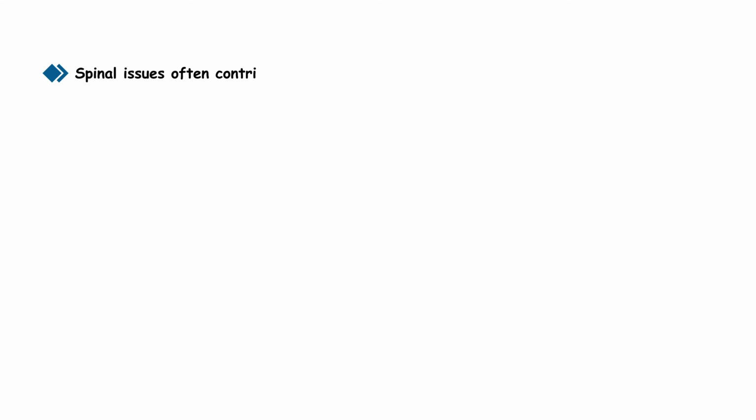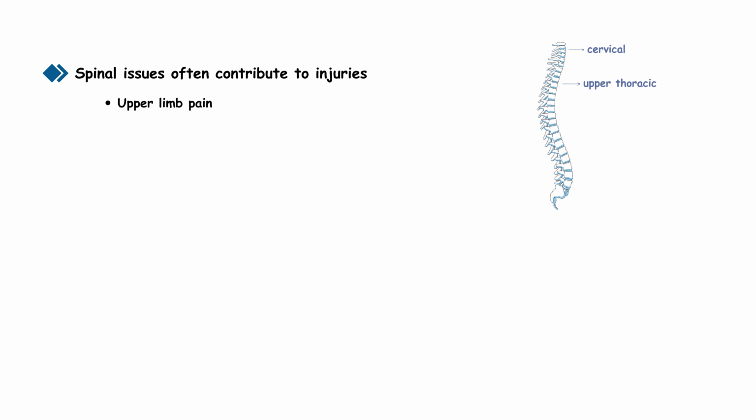Spinal issues often contribute to injuries. For upper limb pain, examine the cervical and upper thoracic spine. For lower limb pain, check the lumbar spine and thoracolumbar junction. Assess range of motion and palpate for abnormalities like hypomobility.